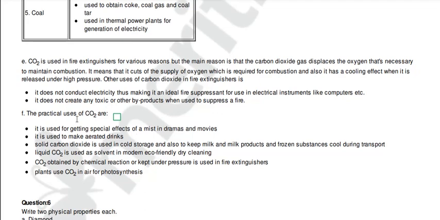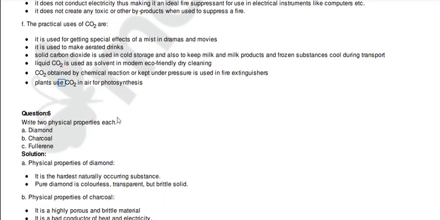F. The practical uses of CO2 are: it is used for getting special effects of a mist in dramas and movies. It is used to make aerated drinks. Solid carbon dioxide is used in cold storage and also to keep milk and milk products and frozen substances cool during transport. Liquid CO2 is used as a solvent in modern eco-friendly dry cleaning. CO2, obtained by chemical reaction or kept under pressure, is used in fire extinguishers. Plants use CO2 in air for photosynthesis.